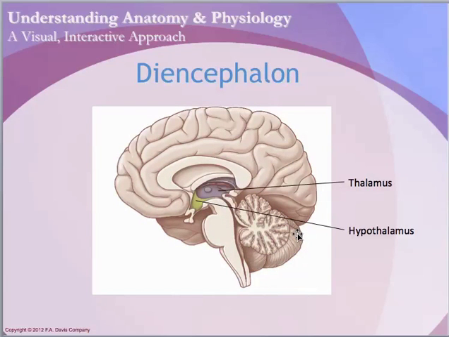The diencephalon, which I did say was kind of in the middle there, is really deep inside the brain, and it consists of several structures, with the chief ones being the thalamus and the hypothalamus. So those are the 2 that I want you to know.